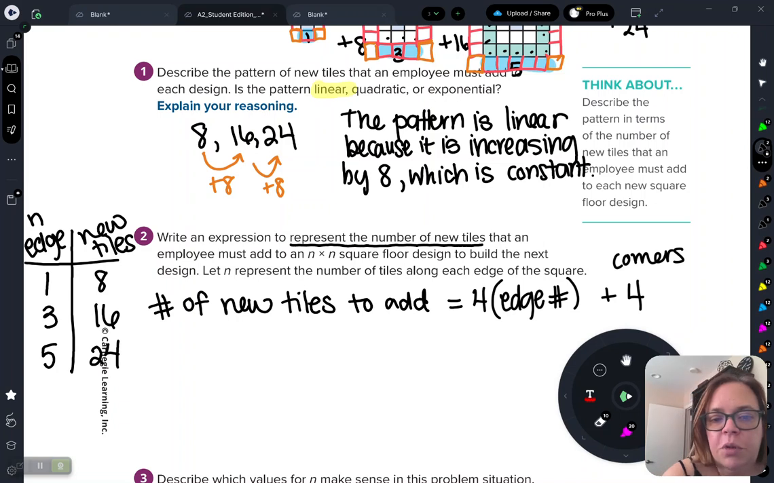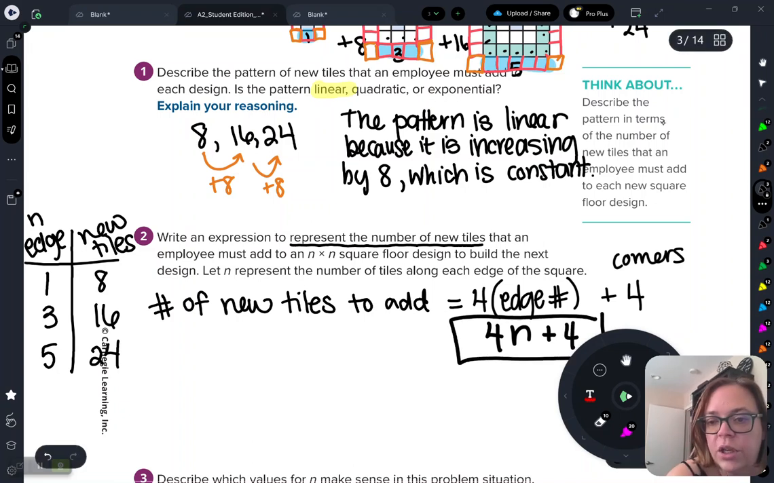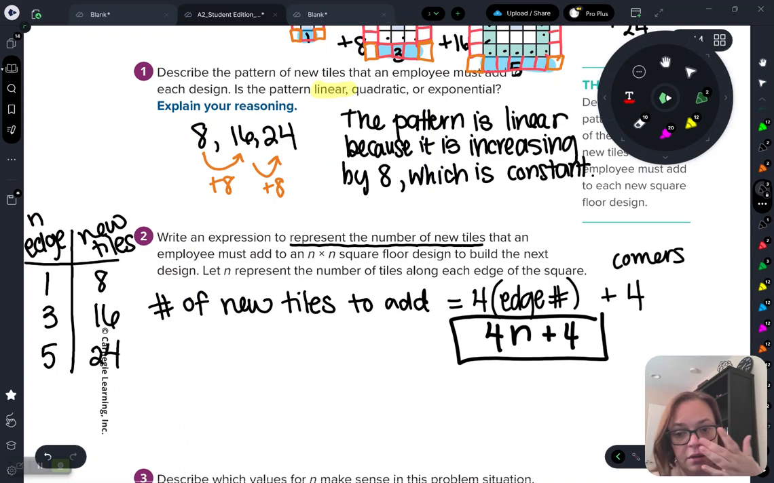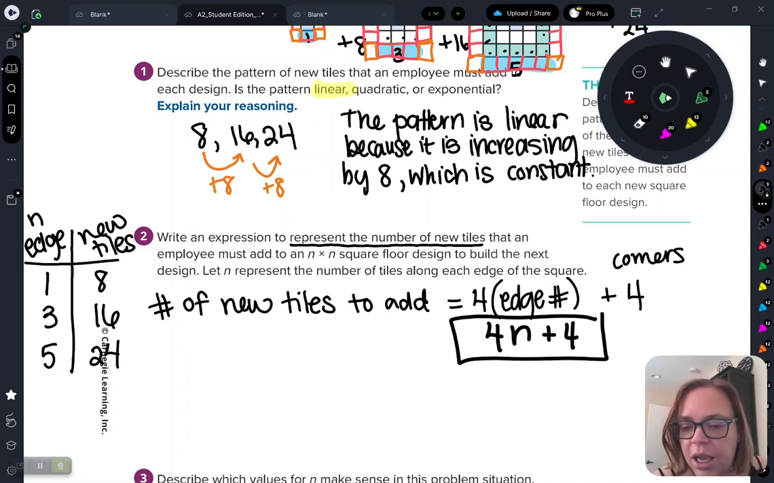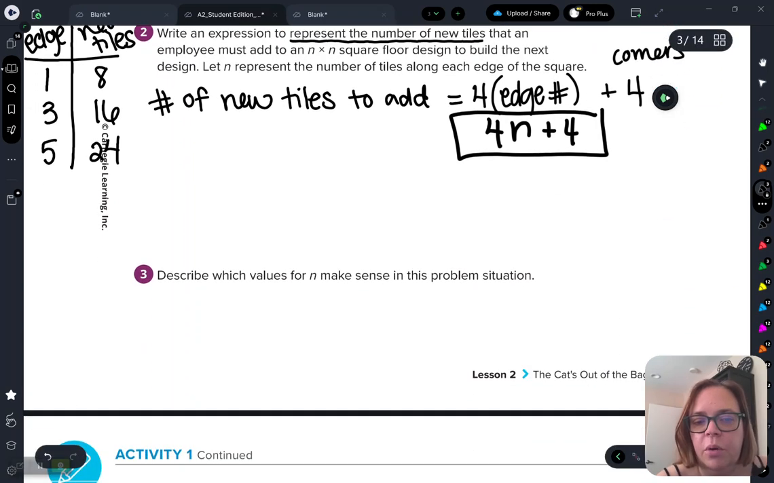So now let's plug in our variables, okay? Edge number was n, so really we get the expression 4n plus 4, which is a linear expression, right? y equals mx plus b. It's a degree 1. We see that it's going to give us a linear, as we predicted in number 1.